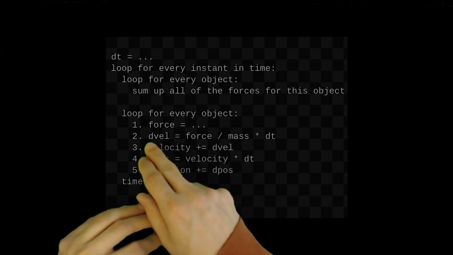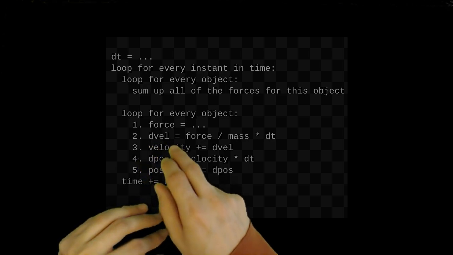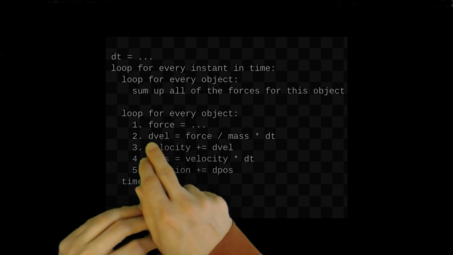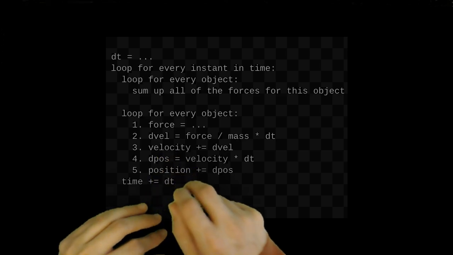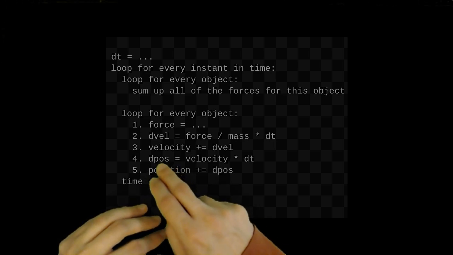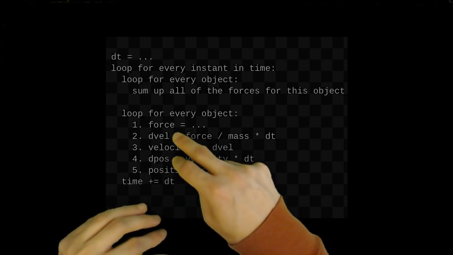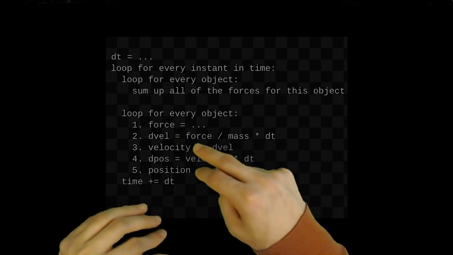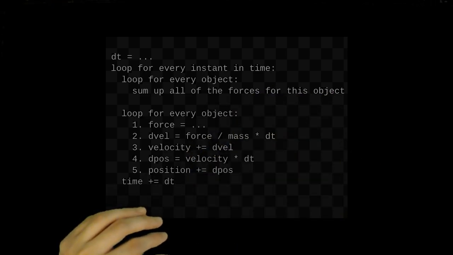dvel here stands for the amount that we're changing velocity in this particular time step. You'll hear me refer to it as delta velocity, or the difference in velocities. Same thing with this dpos, the delta in position, or the difference in position. It's the amount that position changes over this time step. These two values are going to be very small, like 0.001 or something, whereas your actual position and velocity are going to be normal numbers like 1 or 2 in these simulations.